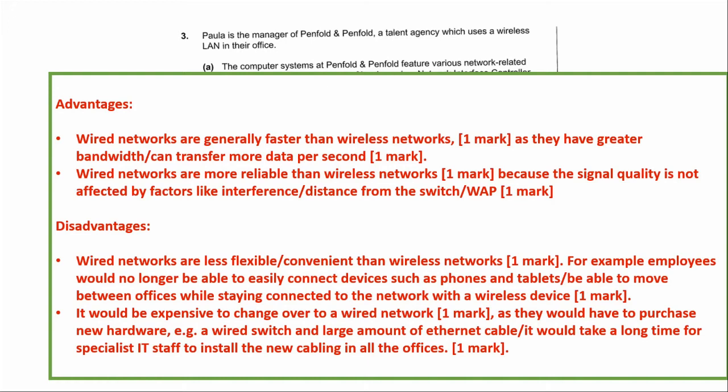For example, employees would no longer be able to easily connect devices such as phones and tablets, or move between offices while still connected to the network as they could with a wireless device. It will be expensive to change over to a wired network, as they would have to purchase new hardware, e.g. a wired switch, and a large amount of Ethernet cable. It would take a long time for the specialist IT staff to install the new cabling in all the offices.